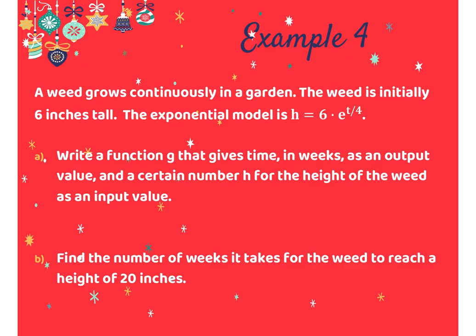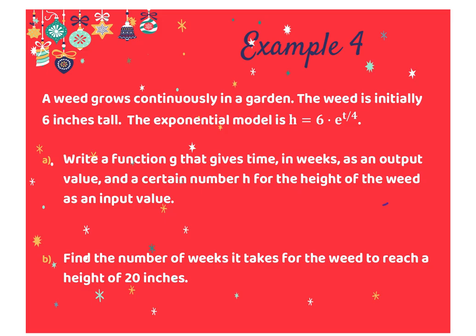Yep. All right, it says a weed grows continuously in a garden. The weed is initially 6 inches tall. The exponential model is h equals 6 times e to the t over 4. Write a function g that gives time in weeks as an output value and a certain number h for the height of the weed as an input value. So on my initial function, what's my input? Time. And what's my output? Height. H, which is height. Now it's asking for?